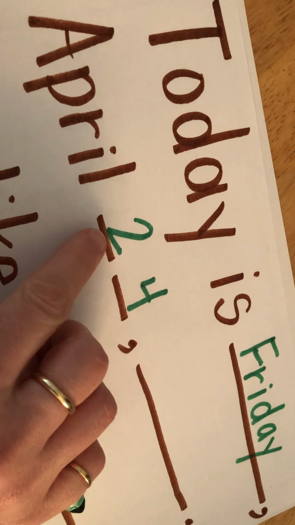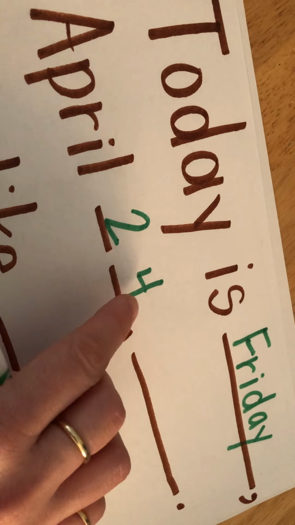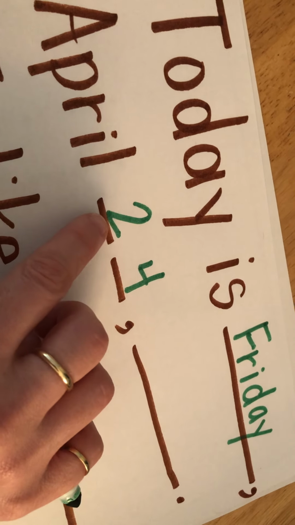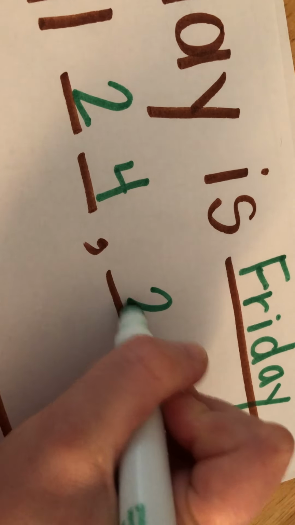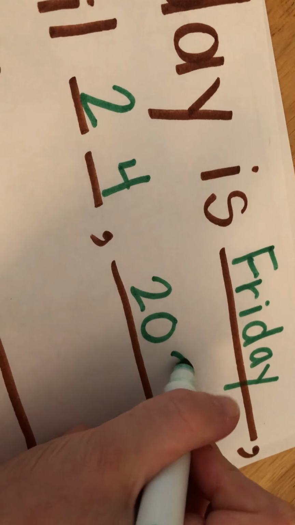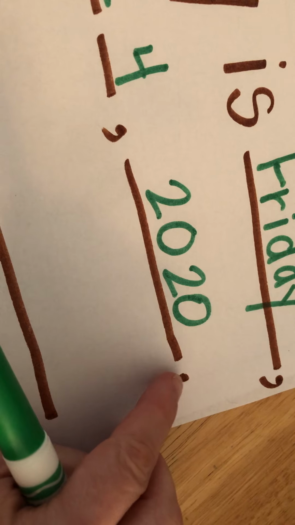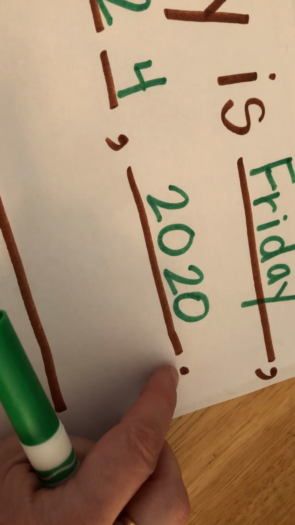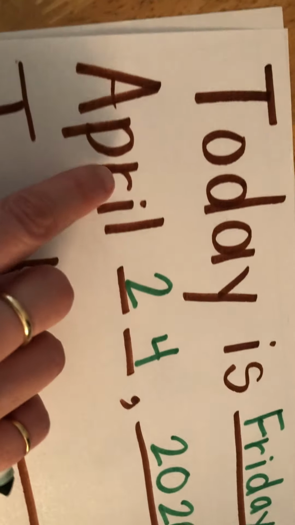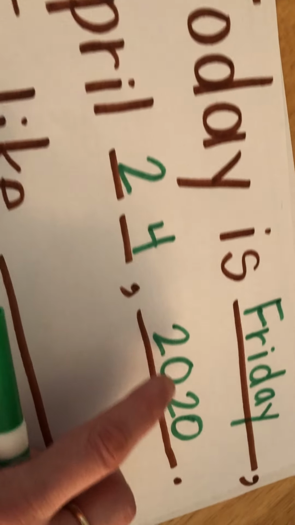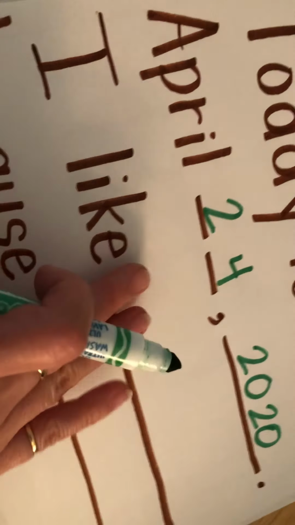Do you know how many tens are in the number 24? If you said 2 tens, you were correct. And how many ones? 4 ones. 24. And here we're going to write our year, which is 2020. So 2, 0, 2, 0. And there's where our period is because we have stopped our sentence. It's telling you something, so let's read it. Today is Friday, April 24th, 2020. So we're going to come back to our message or our sentence in a minute.